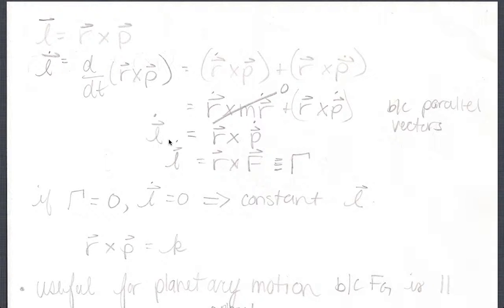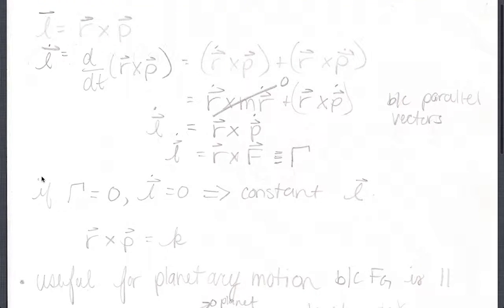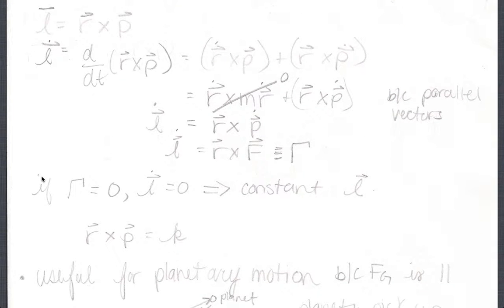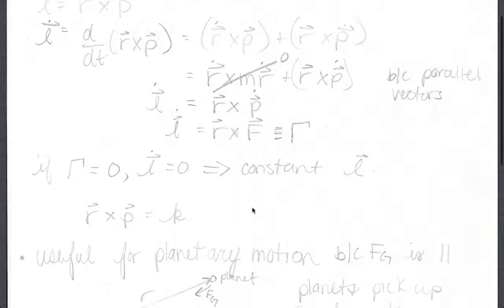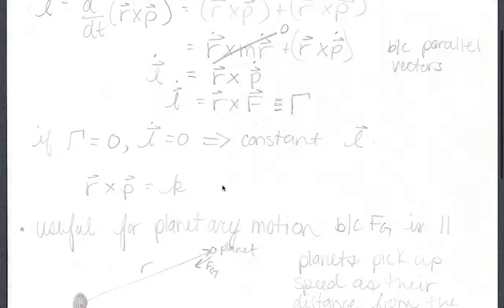So then you just end up with L dot equals r cross p dot, and p dot is the same as F. So you get L dot equals r cross F, which is equal to the torque. And now since the torque is related to force and is analogous to it in our regular momentum, if torque equals 0, then momentum is conserved. So L dot equals 0, which means that L is constant. So r cross p equals some constant.